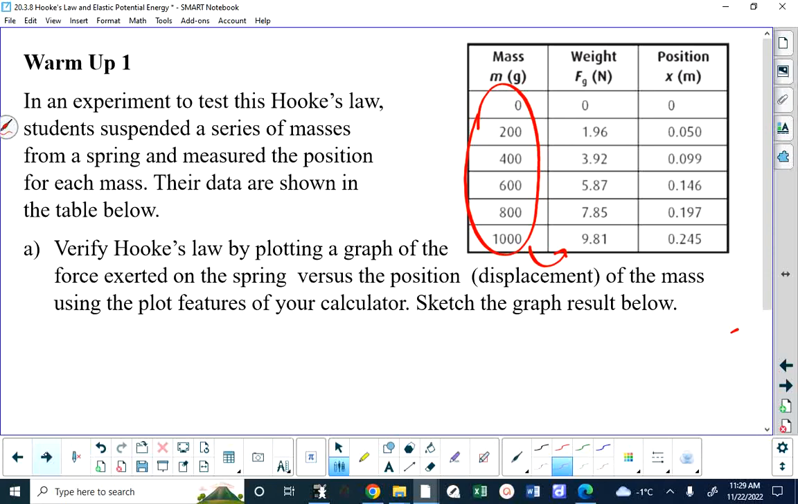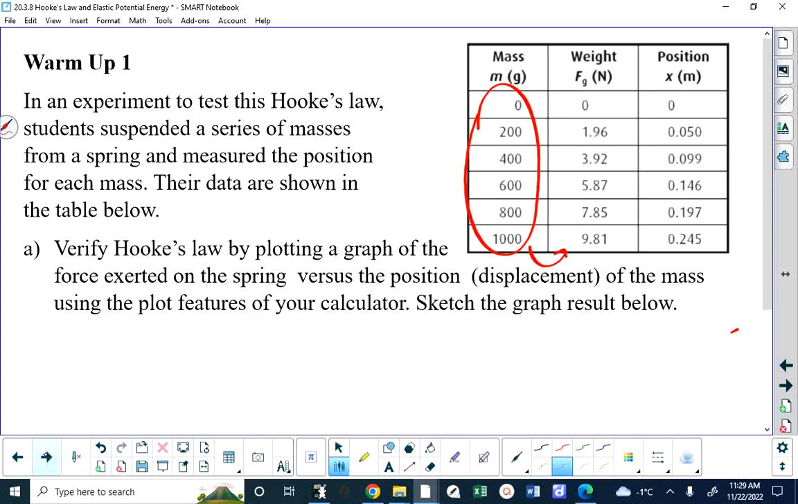Because grams, so like 200 is 0.2, and then you multiply that by 9.81. Right. They've taken the mass in kilograms and they've used your weight formula, force due to gravity equals m times g, gravitational field strength. They've calculated that.